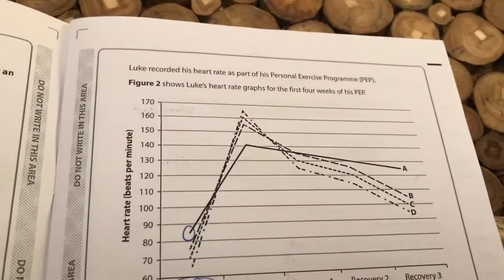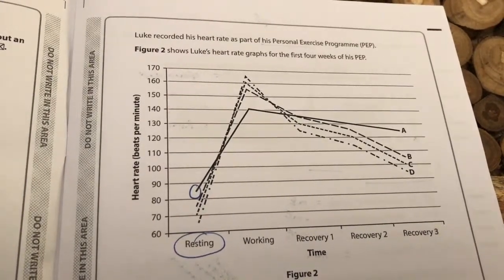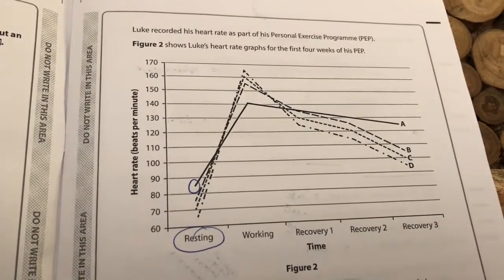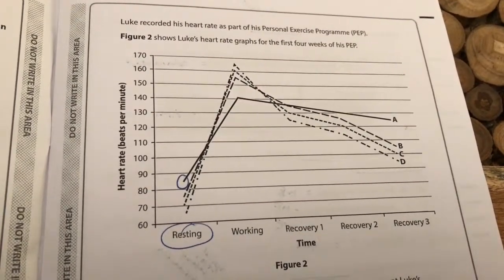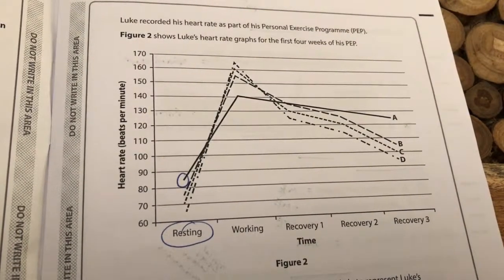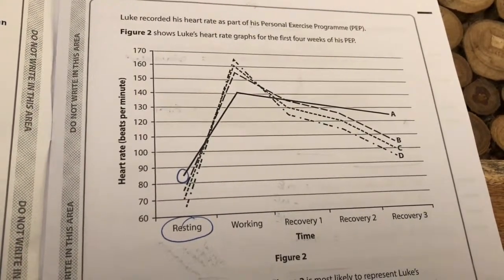Moving on to the graph question, surprisingly a number of people get this one wrong, and again when we're looking at graph questions, not many people annotate the graph and break down what it says. So Luke recorded his heart rate as part of his physical exercise programme. Figure 2 shows Luke's heart rate graph for the first 4 weeks of his PEP.